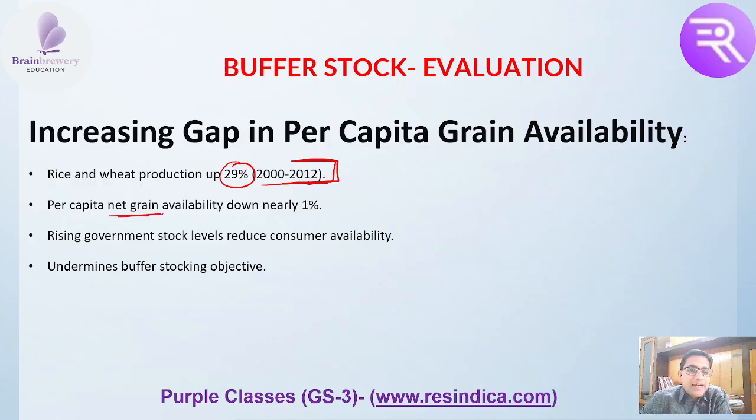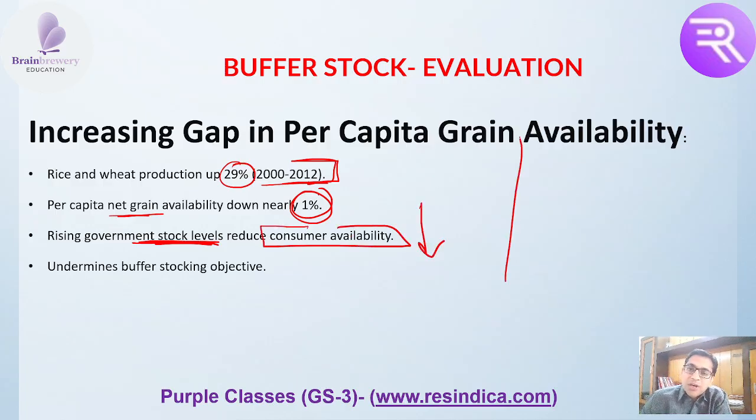But per capita net grain availability is down by 1%. Stock levels are going up, but consumer availability is going down. Your stock level is going high, but consumer availability is going down. So this shows that there is an issue with buffer stocking. What is the concept of buffer stocking?